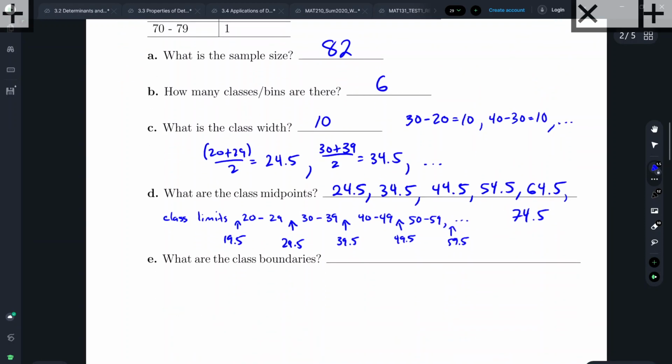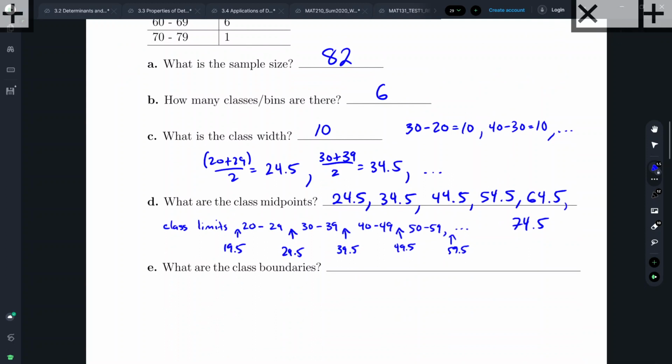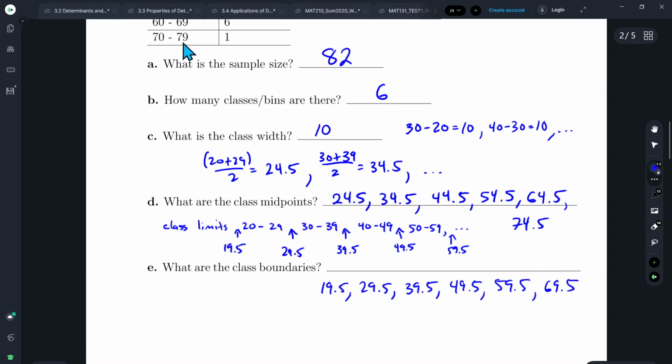Okay, so what are the class boundaries? Let me write them here. It's 19.5, 29.5, 39.5, 49.5, 59.5, 69.5, and then the very last boundary could go after the 79, which would be 79.5. Okay, so these are the class boundaries.